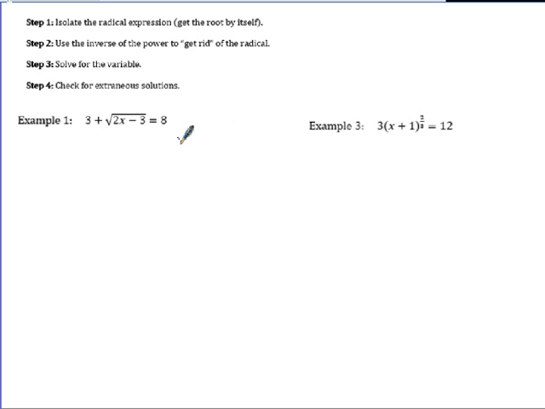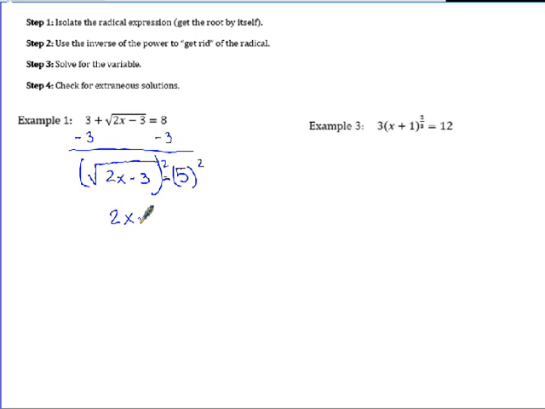So here is my first equation that I'm going to look at. And I need to get the radical by itself first. So I'm going to subtract 3 from both sides. And so now I have the square root of 2x minus 3, and that's going to be equal to 5. Okay, the opposite of a square root is to square both sides. So I'm going to square both sides of this equation. On the left side, squaring just gets rid of my root, so I have 2x minus 3. And on the right side, 5 squared is 25.